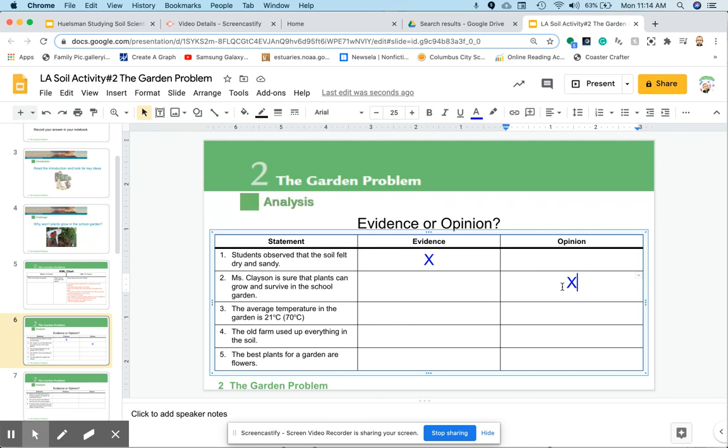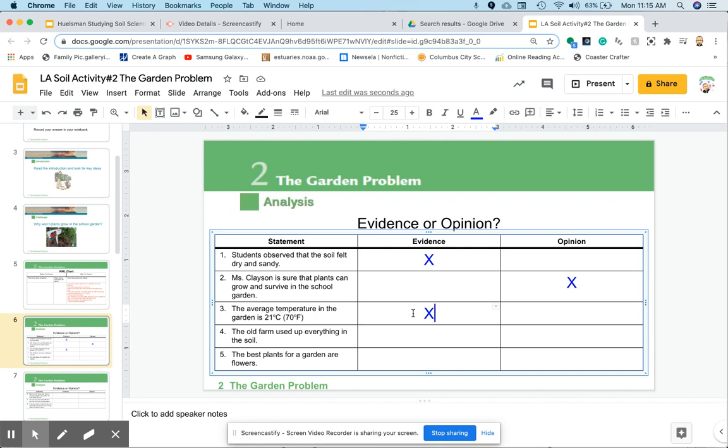Number 3, the average temperature in the garden is 21 degrees Celsius or 70 degrees Fahrenheit. That is an evidence statement. It's evidence because it's based on limited measurements of 5 days. So the students observed the temperature for 5 days. They averaged it out. That's why it is an evidence statement.